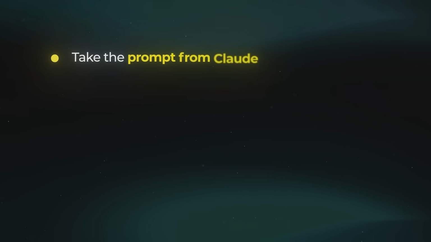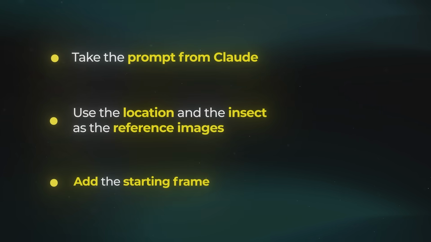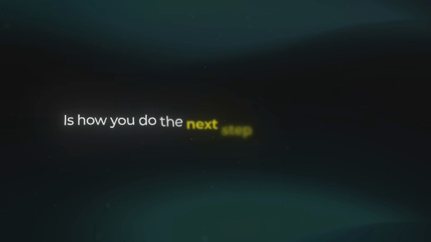So now all I need to do is run the same exact process for the rest of the scenes. Take the prompt from Claude, use the location and the insect as the reference images, add the starting frame, and just like that, you'll have all your shots done with no problem. But what actually makes the difference between a good result and something that looks like a bunch of random videos stitched together is how you do the next step of the workflow.